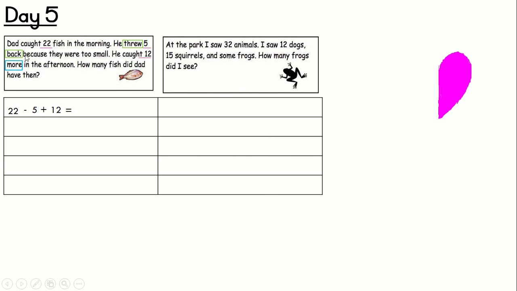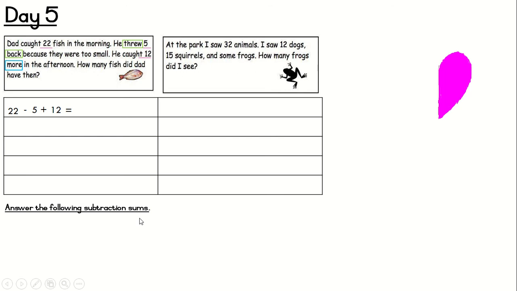So once you have identified the words, whether it's minus or plus, and all your numbers, then you can start calculating your sum. The second sum says, at the park I saw 32 animals. I saw 12 dogs, 15 squirrels, and some frogs. How many frogs did I see? Now you're going to try, just like I did here, you're going to underline your numbers. And underline the words that show you whether it's a plus or a minus, and then you do your calculations.